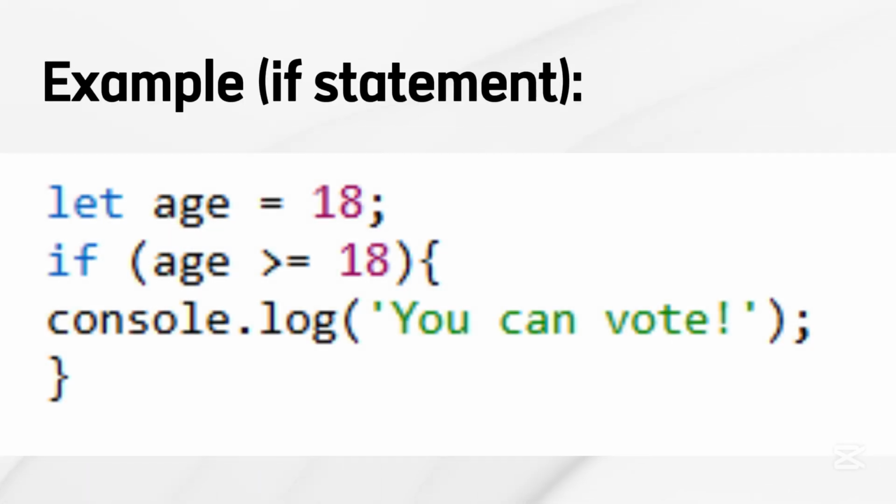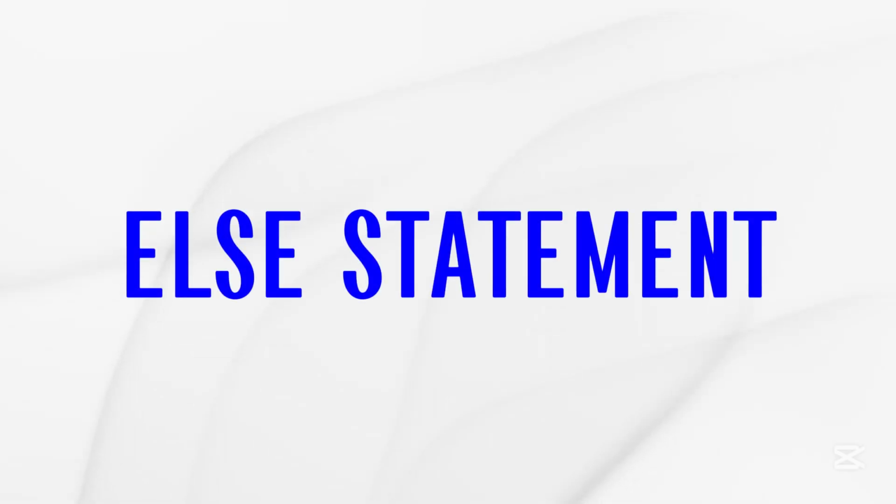Look at this example. We are checking if the age is 18 or more. If it is, which it is in this case, then the message "you can vote" will be printed on the console. Now let's talk about the else statement.